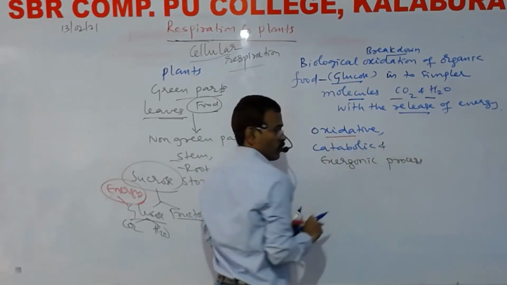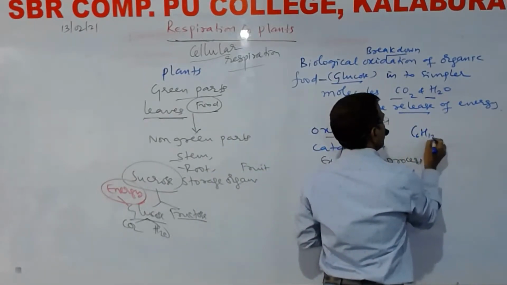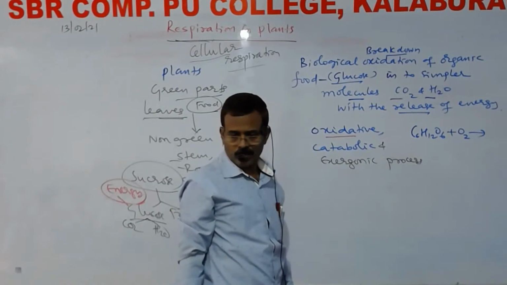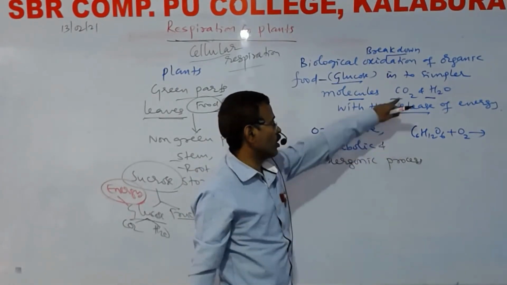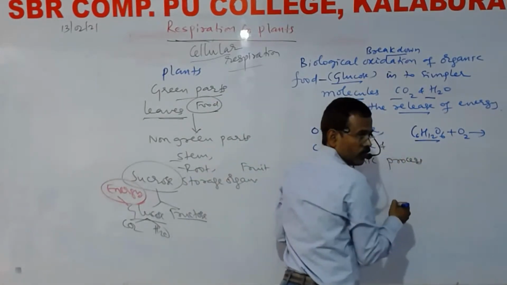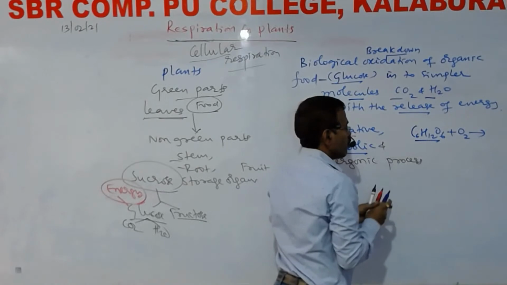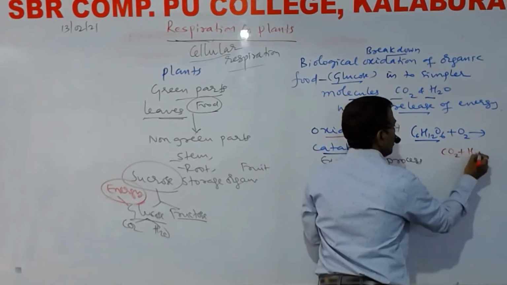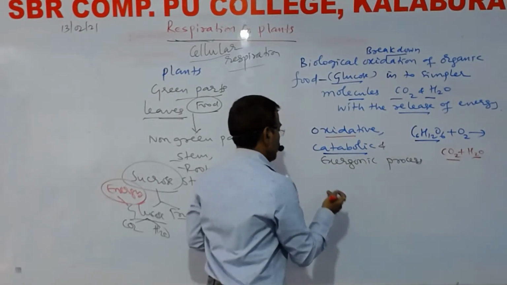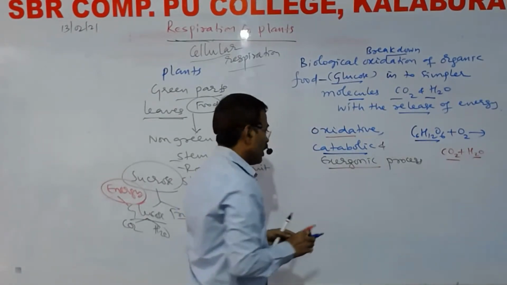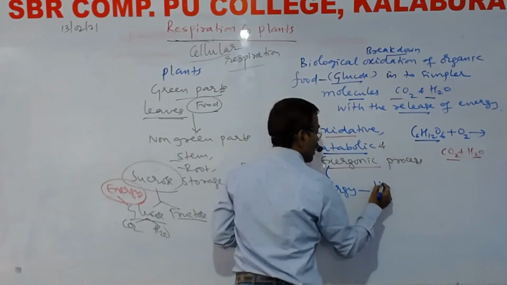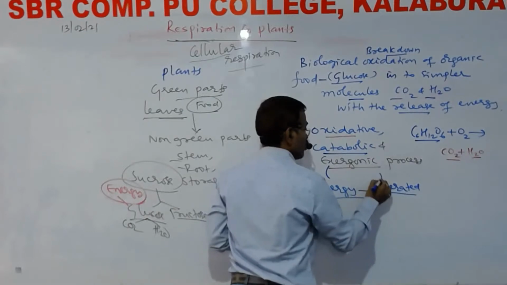So it is an oxidative process, that is because sugar, glucose, is oxidized, broken down, usually in presence of oxygen. Glucose is broken down in presence of oxygen into simple molecules. It is called catabolic because a complex molecule, sugar, is broken down into simpler molecules like carbon dioxide and water. That is why it is called catabolic process. And it is known as exergonic process because it is a process in which energy is released, liberated. Energy is released or energy is produced.